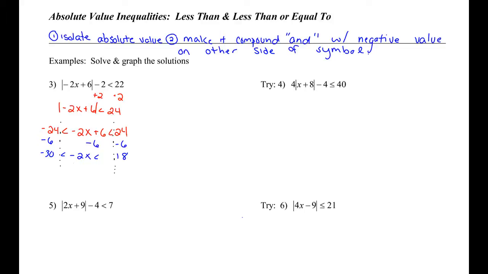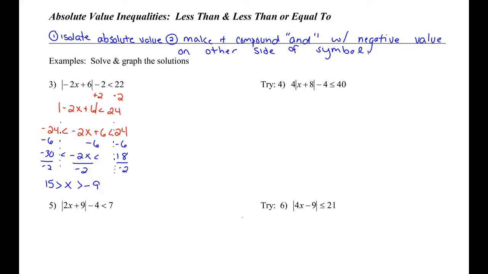Then I'm going to divide everything by negative 2. And we need to remember that when we divide by a negative, we also flip the inequality symbols. So I will get 15 is greater than x, which is greater than negative 9.